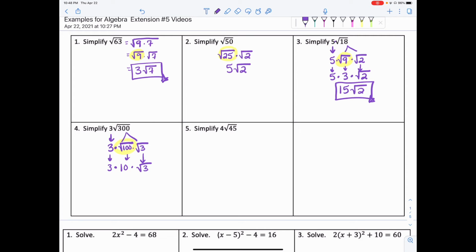Then I have 3 times 10 in front of the radical. That's 30. So my final answer would be 30 root 3. Pause the video and try number 5 on your own. And when you're finished, you can hit play again.